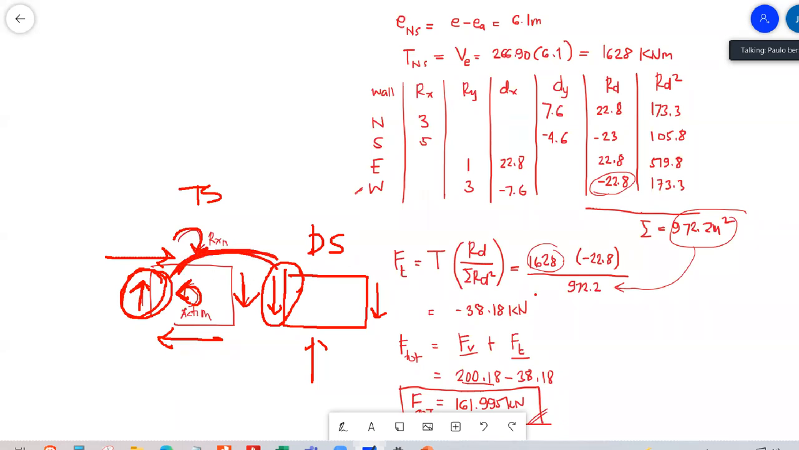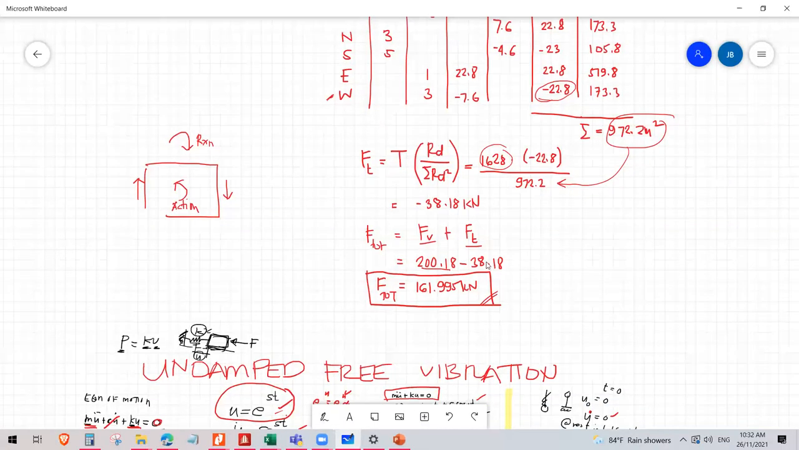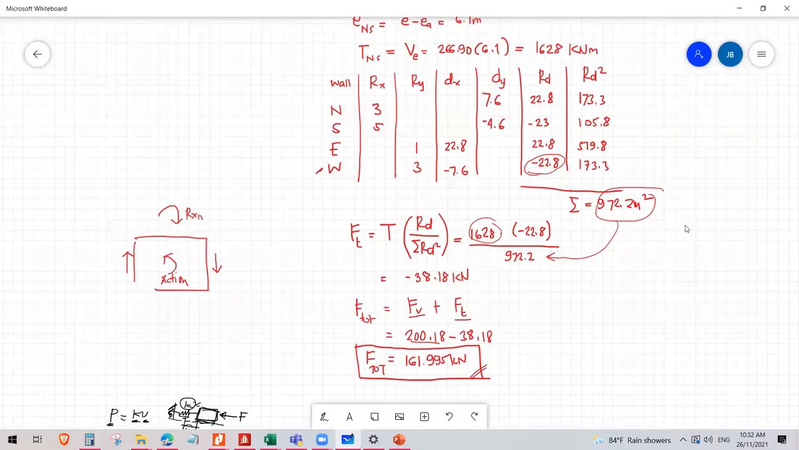That's why pagdating dito, minus sila. So sa direct shear, 200.18 yung nakuha natin kanina. And then sa torsional shear, negative 38.18. So the total shear is 161.995 kilonewton. Okay, sige, let you absorb that.